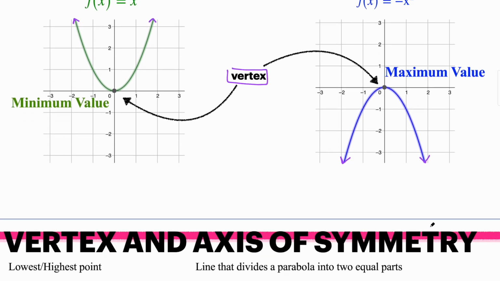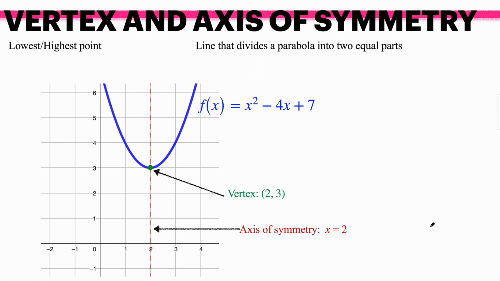Now we have two things called vertex and axis of symmetry. The vertex is your lowest or highest point, which is what we just discussed, and the axis of symmetry is a line, normally a vertical line, that divides a parabola into two equal parts. Now, I say normally a vertical line because there could be a situation where a parabola could be graphed sideways, in which case the axis of symmetry would be horizontal. But in terms of functions, the line is going to be a vertical line.